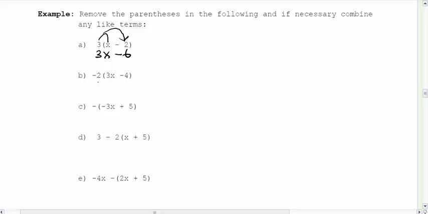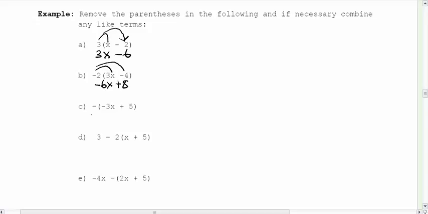The next one, negative 2. We're going to distribute negative 2 across each term. Negative 2 times 3x is minus 6x. Negative 2 times negative 4: 2 negatives make a positive, 2 times 4 is 8. So this one simplifies to minus 6x plus 8.